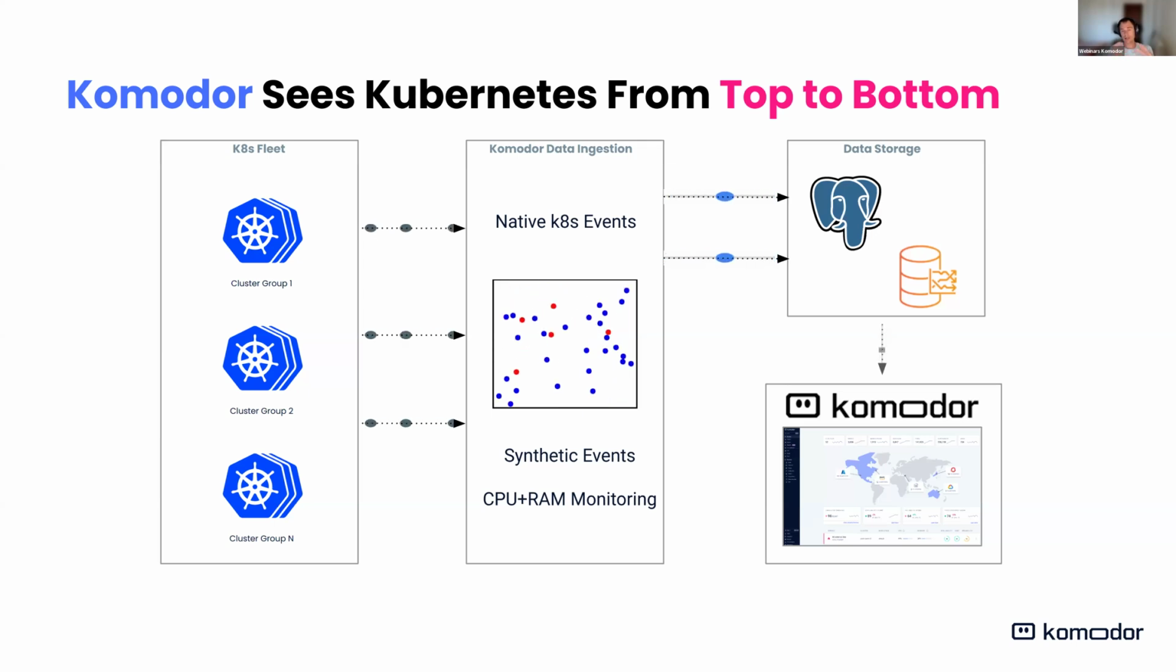So when it comes to the data that we store and process in Commodore, we're not only operating on Kubernetes native events, we also operate with synthetic events. And we also have some elements of monitoring. We are not a fully blown observability tool with traces and metrics, but we have some of the most important metrics like CPU and memory. And that information gets stored and displayed through our Commodore platform. So we're in a really good position to analyze and drive those conclusions from the Kubernetes information flow.